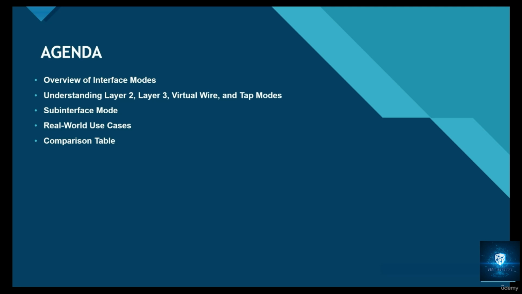Now, understanding the layer 2, layer 3 and the vWire modes. Layer 3 mode is one of the most commonly used deployment modes. The firewall acts like a router, making decisions based on IP addresses. Each interface is assigned an IP address, and the firewall routes traffic between different networks. This is what we have seen as of now in the deployment in the previous videos, and this is what is most commonly used. A use case would be your office network needing to connect to the internet securely, and the firewall routes traffic between the internal network and the external network.